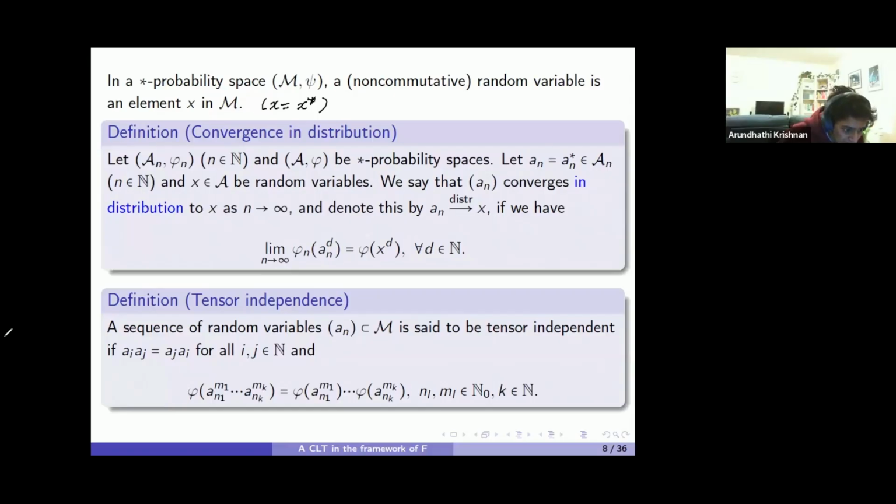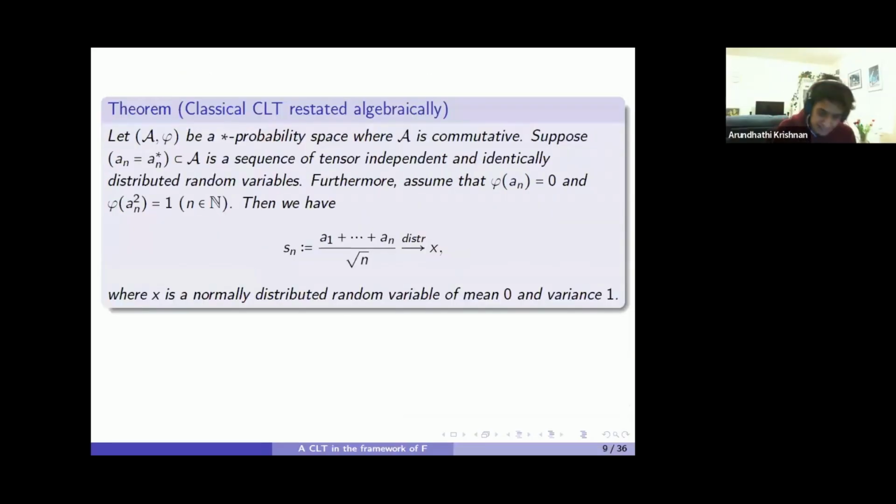And what we can do now, let's clear my drawings and go to the next slide. What we'll do is state the same classical central limit theorem, but in this algebraic context. So it's the same theorem, but just stated in the setting where you have (A, phi) to be a star probability space. And we'll assume that A is commutative. So you can think about it as our function space as we do in the classical setting. And suppose you have a_n equal to a_n star, a sequence of self-adjoint, tensor independent, which is what we just defined, and identically distributed random variables.